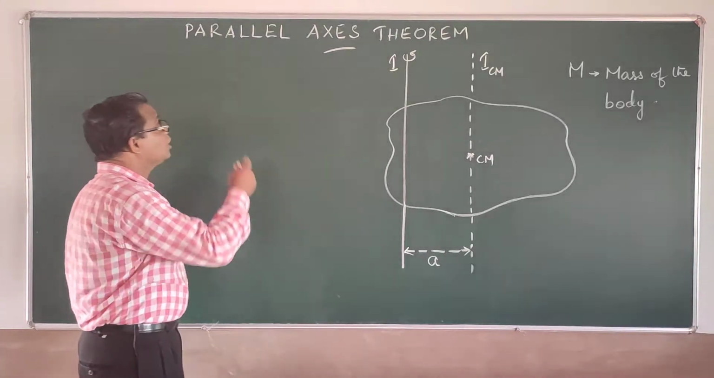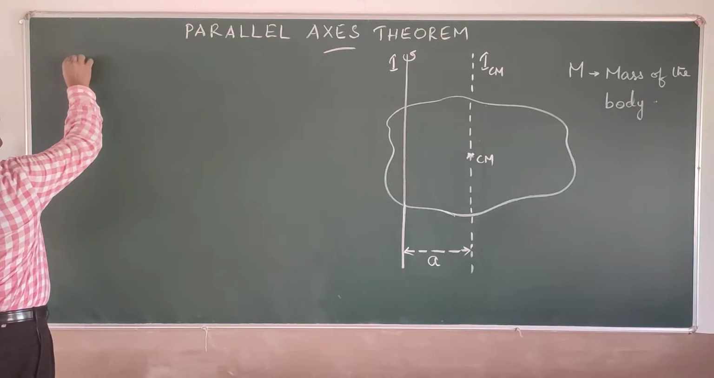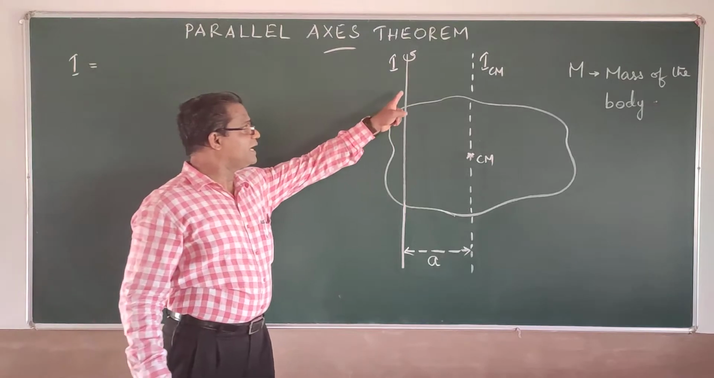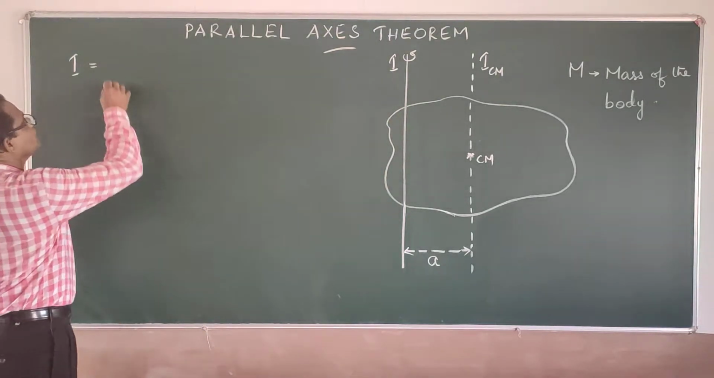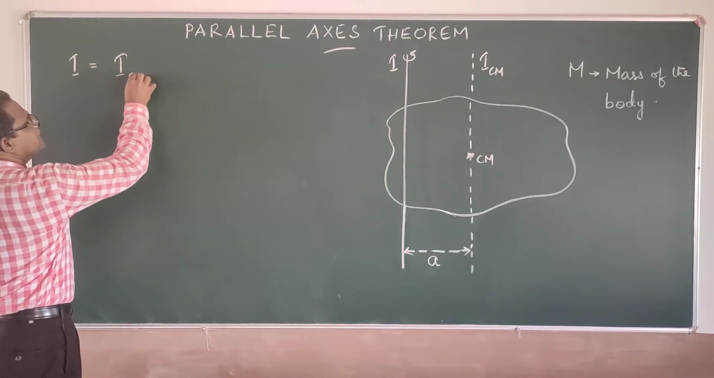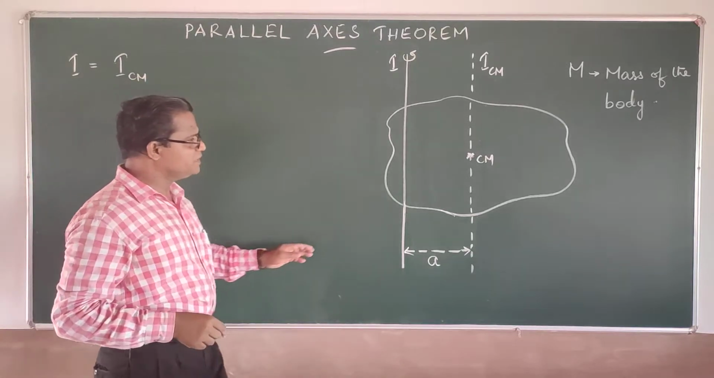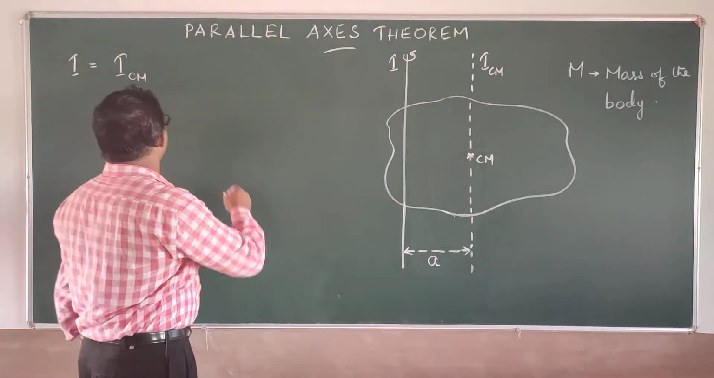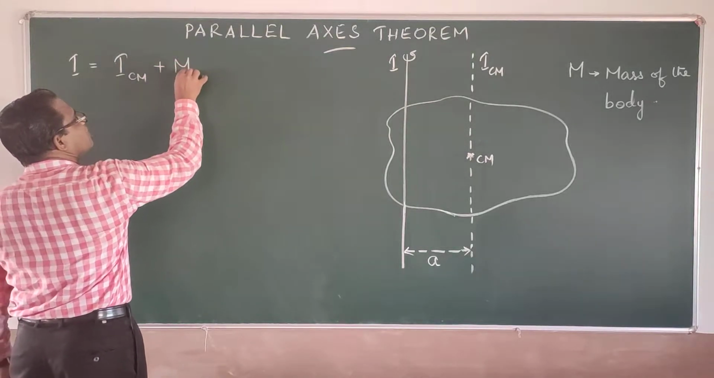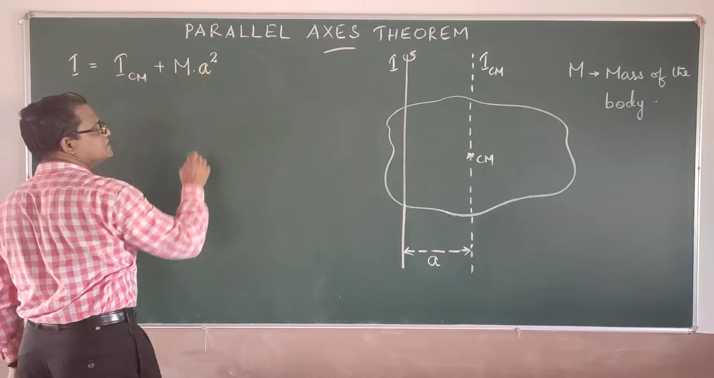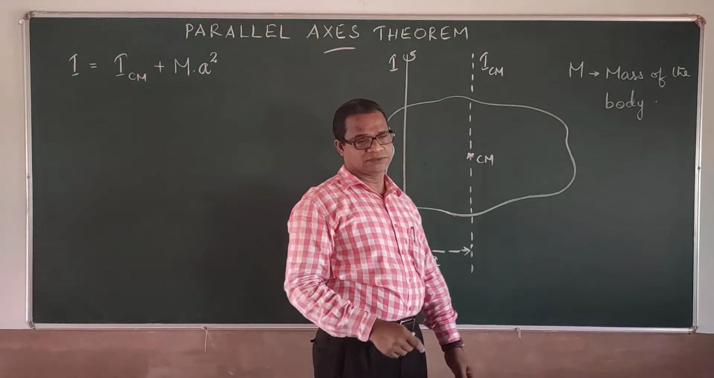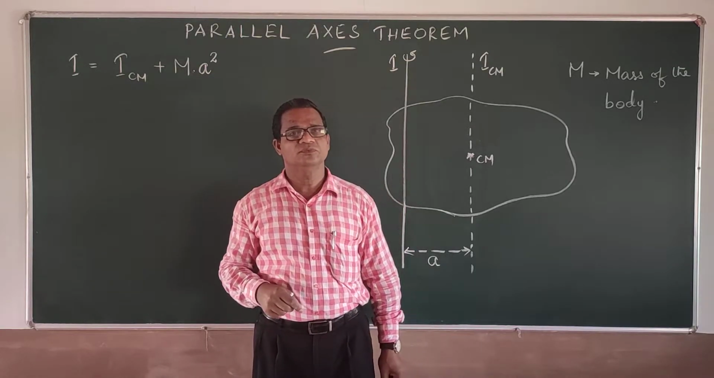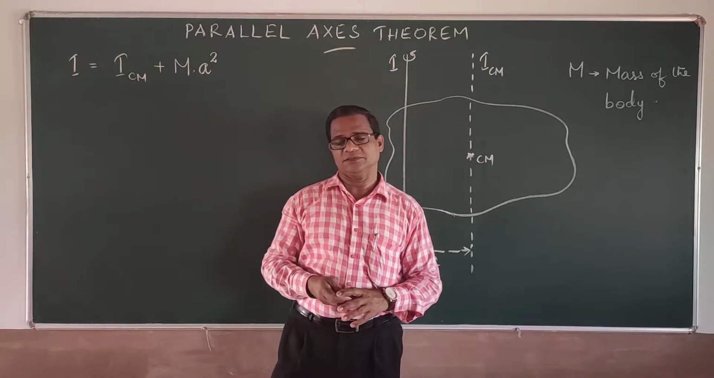Then, according to the parallel axis theorem, the moment of inertia I of the body about the given axis will be equal to I_CM, that is the moment of inertia of the body about the center of mass axis, plus the mass of the body into the square of the distance between the two parallel axes. So this is the mathematical form of the parallel axis theorem.